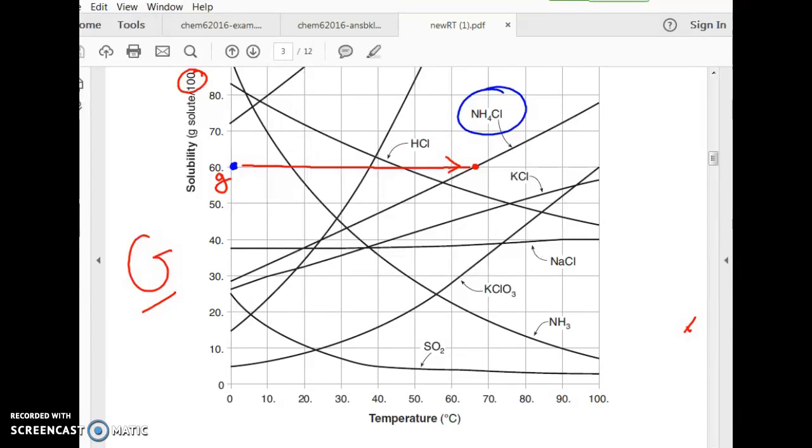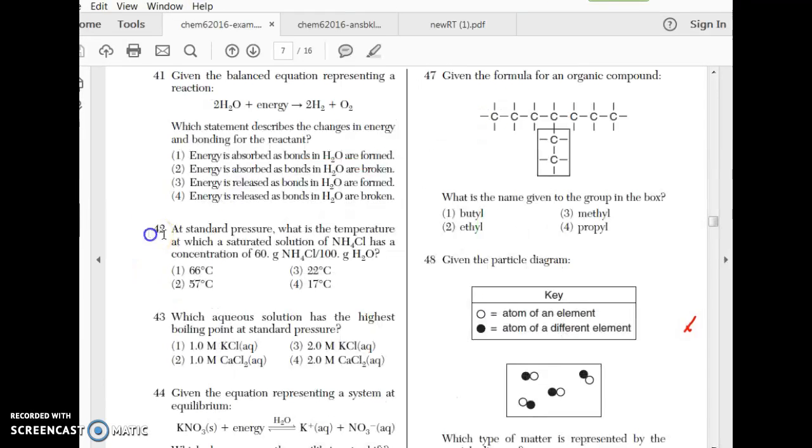It asks us to find 60 grams. We're going to follow 60 over to the NH4Cl line and then drop a line down to see what temperature that is. So I dropped the green line down. So it's, I don't know, 66, 67. Let's go back to the test. Yes, indeed. Question 42 is 66 degrees Celsius.